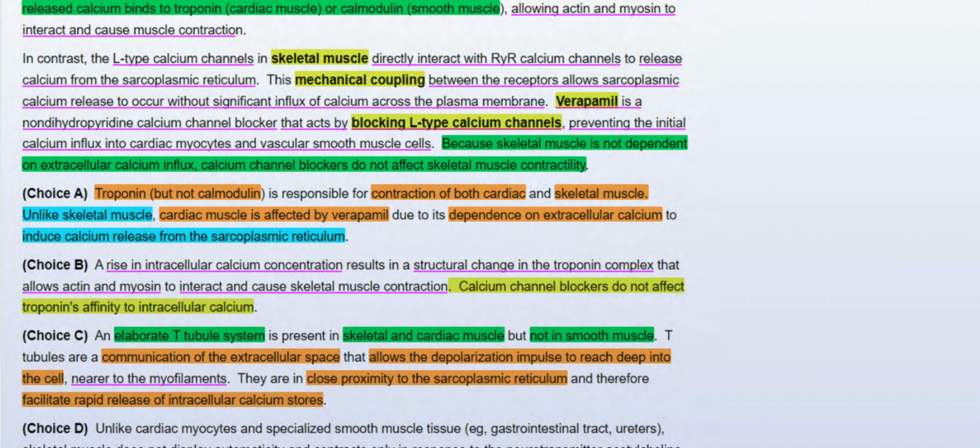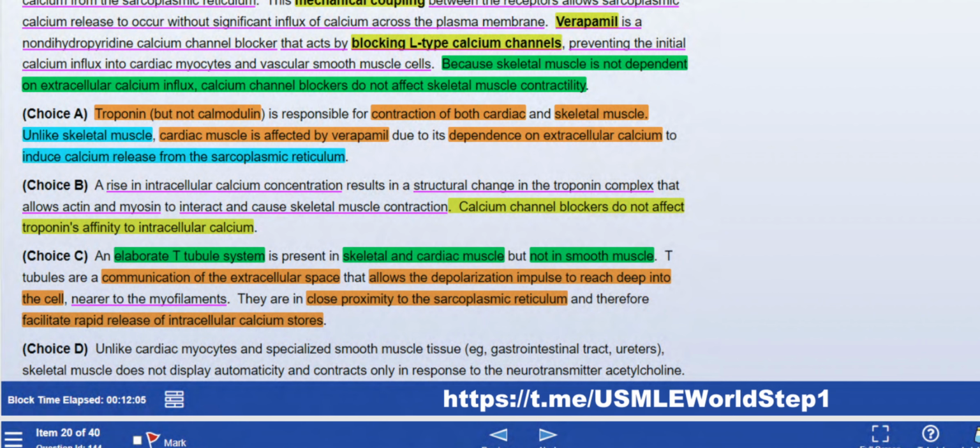Why not option B? Rise in intracellular calcium concentration causes a structural change in the troponin complex, which allows actin and myosin to interact and cause skeletal muscle contraction. Calcium channel blockers do not affect troponin's affinity to intracellular calcium. Why not option C? Elaborate T tubular system is found in skeletal and cardiac muscle, not in smooth muscle. Communication of the extracellular space allows the depolarization impulse to reach deep into the cell, nearer to the myofilaments. Close proximity to the sarcoplasmic reticulum facilitates rapid release of intracellular calcium stores.